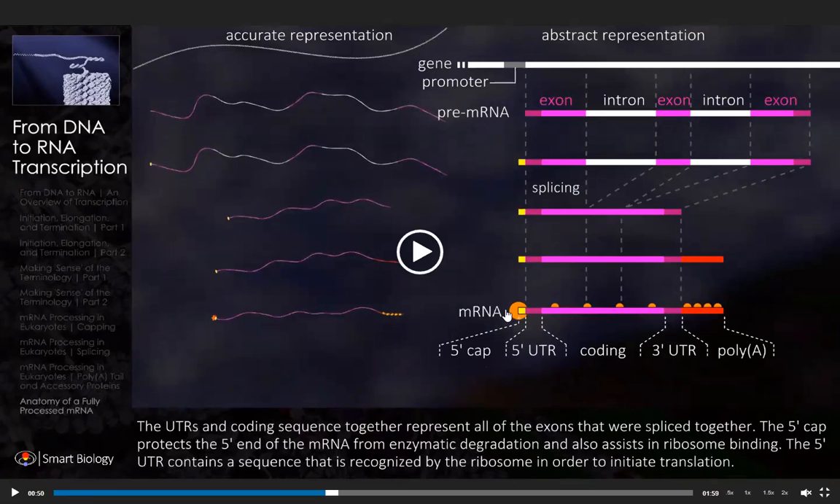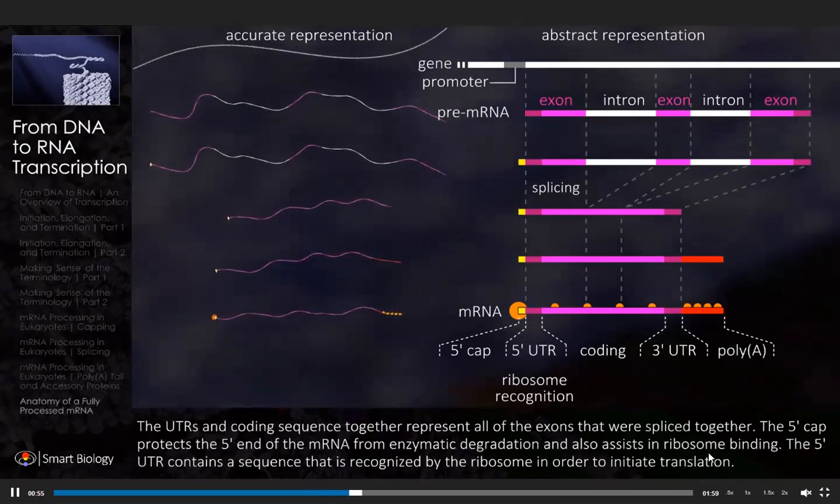Why we need this cap is because we have a number of nucleases that are found in the cytosol. These nucleases can be RNases, they can be DNases, but the RNases can degrade the mRNA. So this mRNA should not be degraded until it has been translated. So the presence of the cap suggests that this mRNA has not been translated yet. It needs to be translated, and then the cap is removed and this mRNA can be degraded.